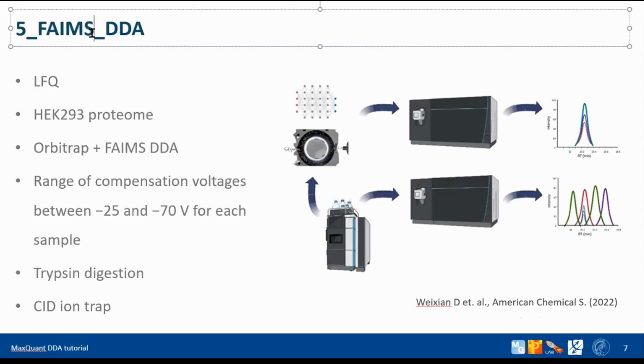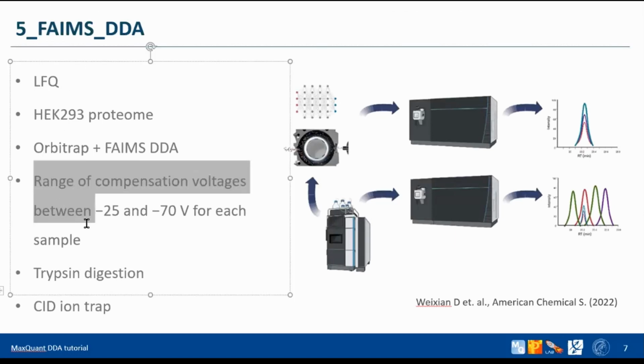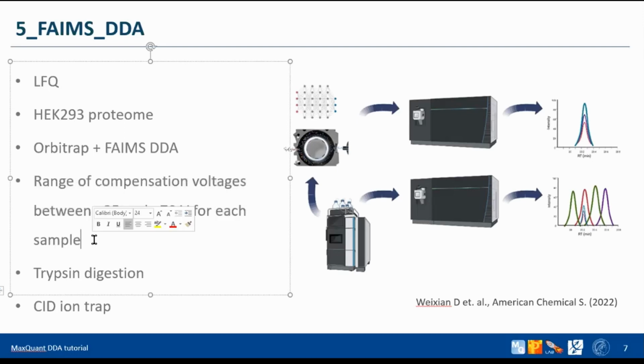Usually, FAIMS is coupled with an Orbitrap analyzer. And here, in this experiment, the compensation voltages range between -25 and -70 volts. So again, in TimsTOF, we have a constant electric field, and ions are separated by drifting through inert gas. Here, the electric field is changing from -25 to -70, and this way ions are separated and supplied into Orbitrap DDA.